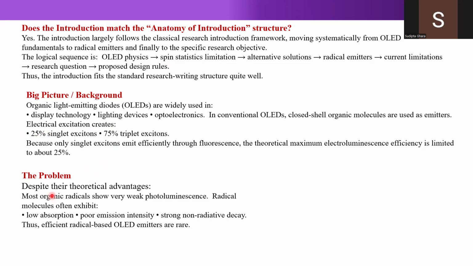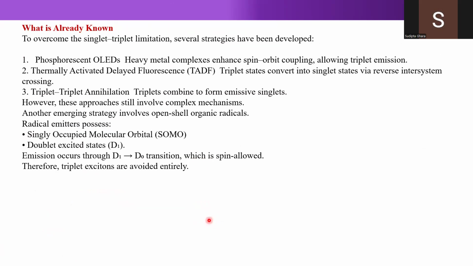But for the radical system, the problem is, despite the theoretical advantage, most organic radicals show very weak photoluminescence, and mainly radical molecules often exhibit low absorption, poor emission intensity, and strong non-radiative decay.